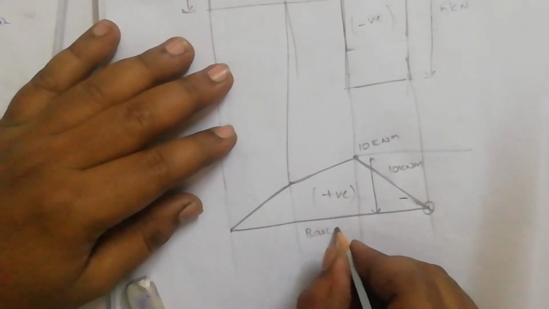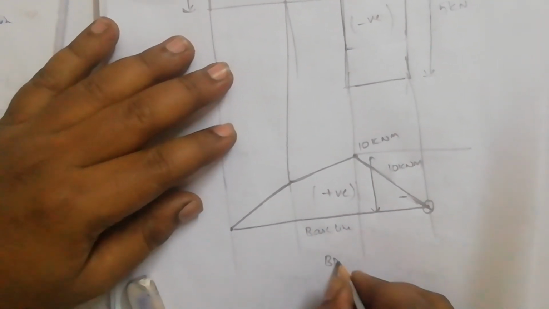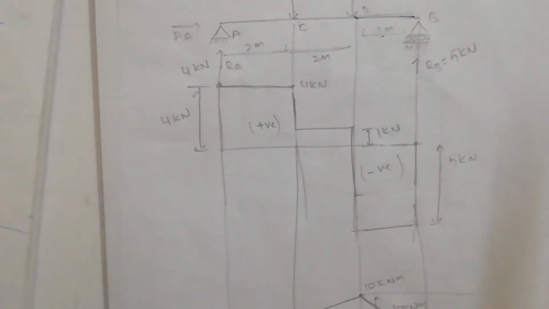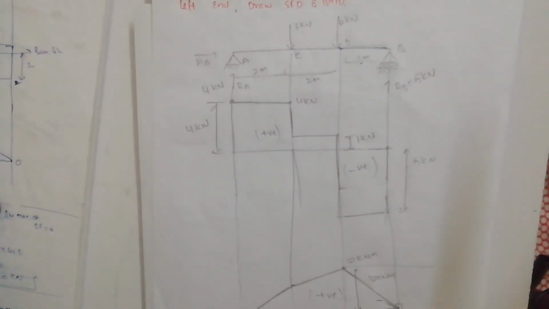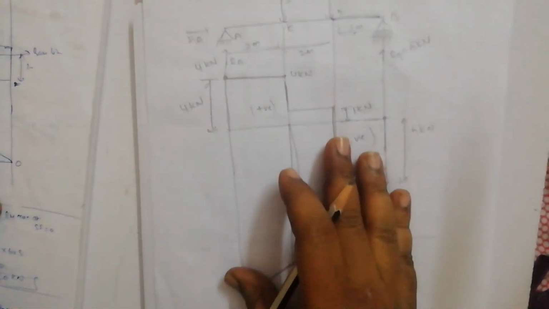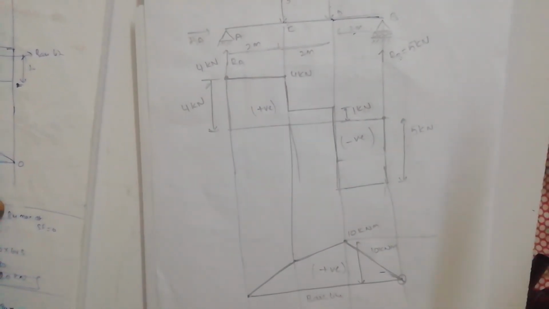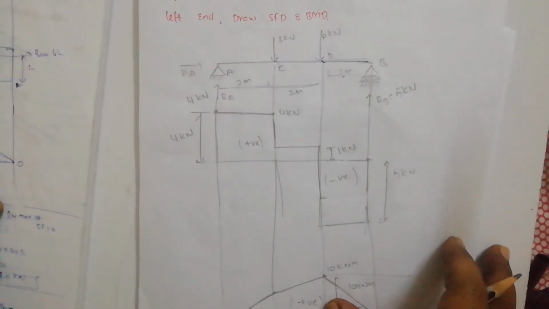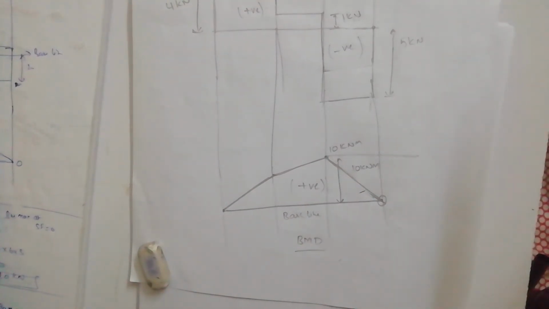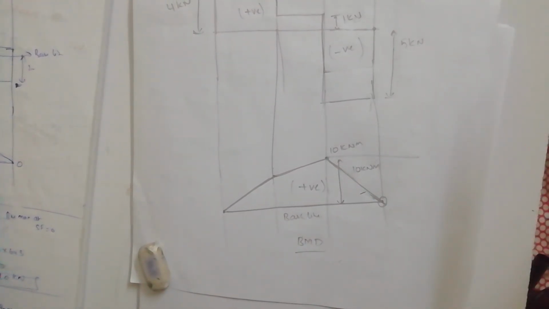So with this we have completed the shear force and bending moment diagram. You can observe the diagram of shear force and bending moment for a simply supported beam. Okay, so you can see this. Done. So with this we can further solve the problems on simply supported beams.